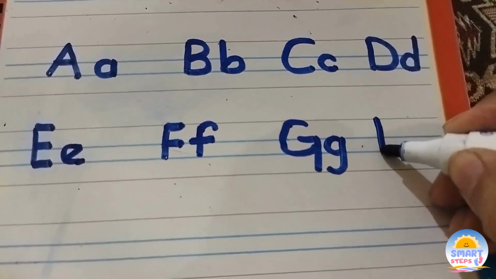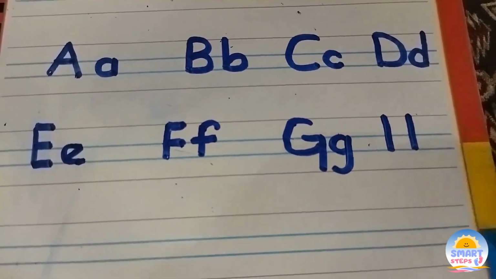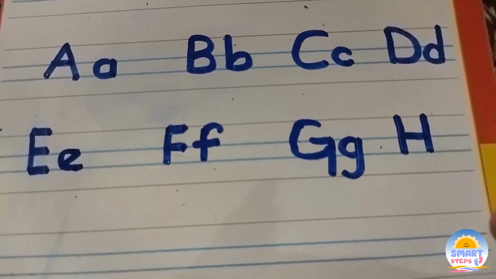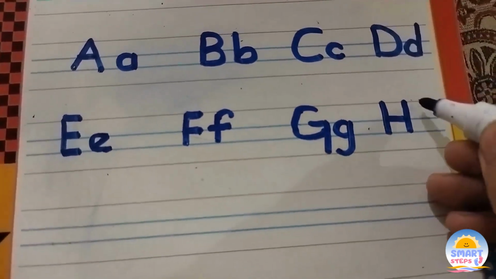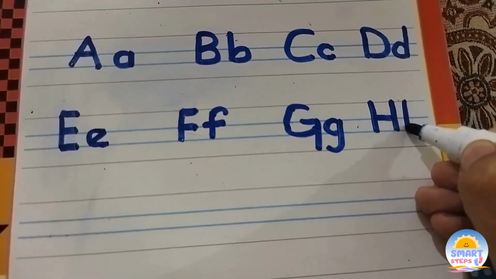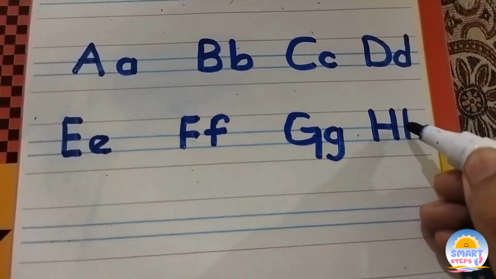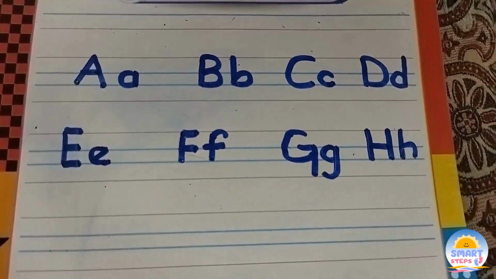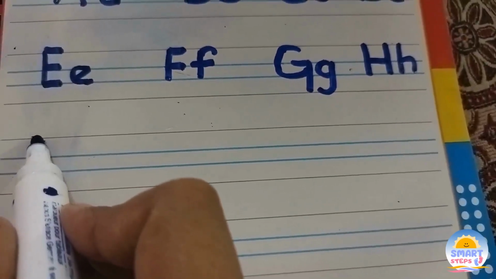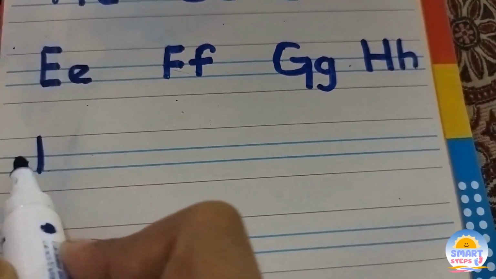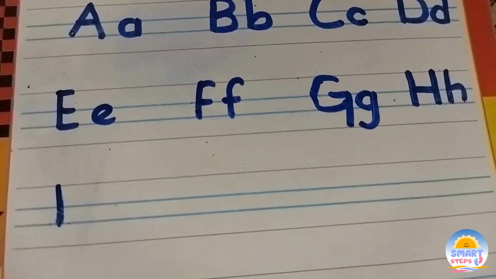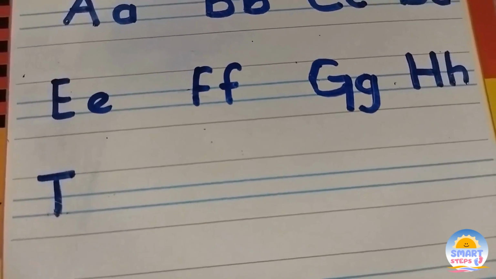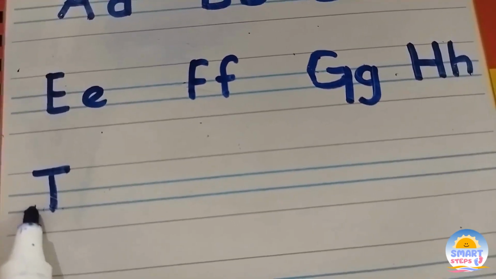H, a standing line, another standing line and a sleepy line in the middle. Lowercase h, a standing line and a curve towards right eye like this. Uppercase I, a standing line from top to bottom, a sleepy line on the top and another sleepy line on the bottom.